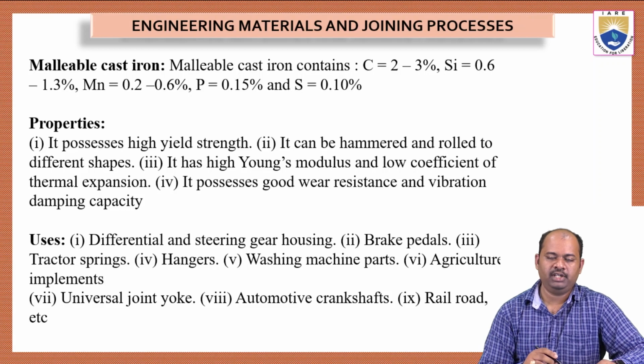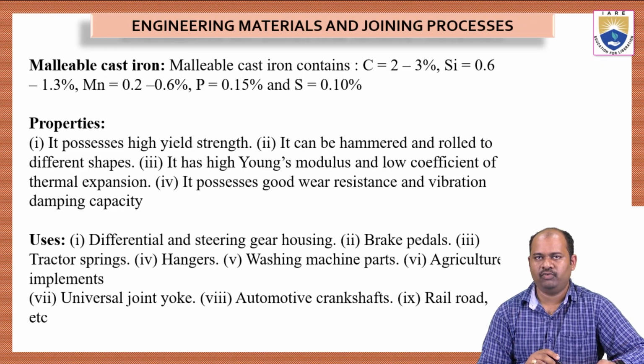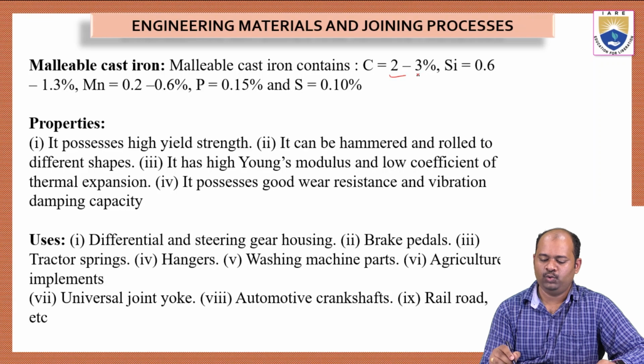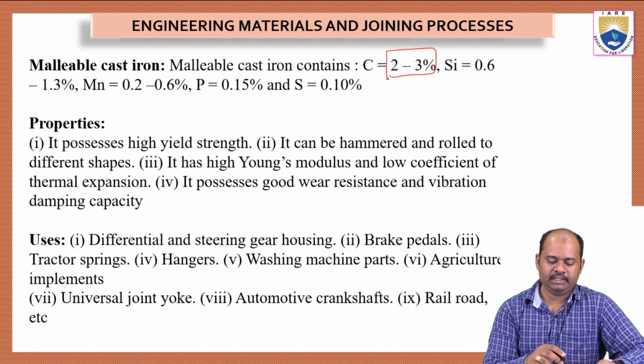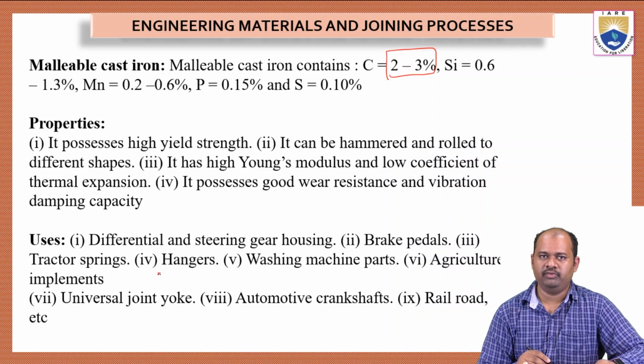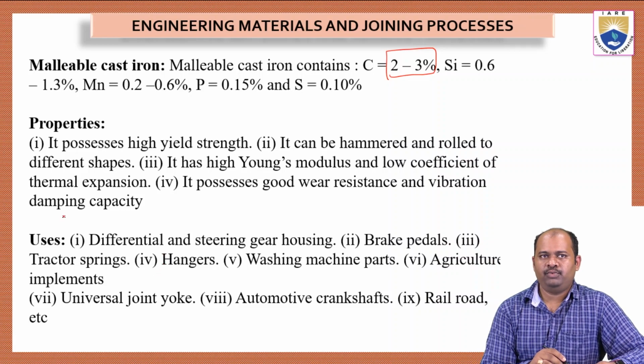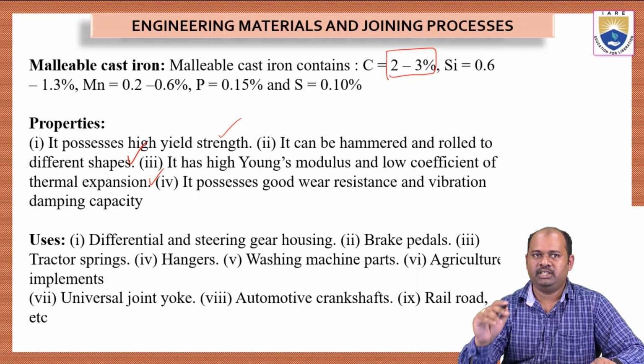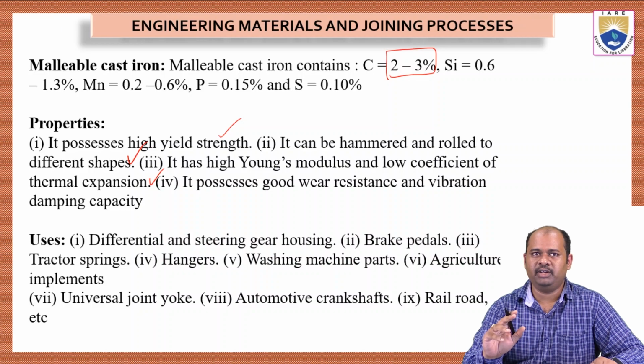And then we have malleable cast iron. Malleable cast iron is another form of cast iron which contains 2 to 3% of carbon, and silicon, magnesium, etc. are there. These are all very small percentages and can be called impurities because they do not affect the properties of iron anyway. The important properties are, it possesses very good wear resistance and vibration damping capacity. So this malleable cast iron has high damping capacity and it does not wear easily.